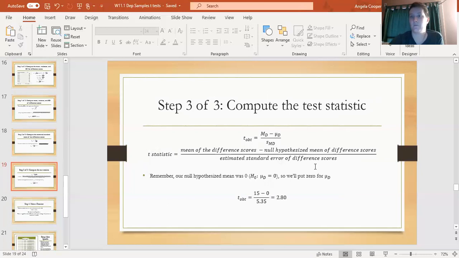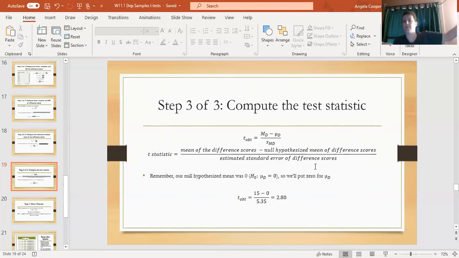That's step 2. Done with that. Now to compute our test statistic, the final step of calculating the test statistic, our T obtained, so our obtained T statistic, is equal to the mean of the difference scores minus the null hypothesized mean of the difference scores divided by the estimated standard error of the difference scores. So here's where it all comes together.